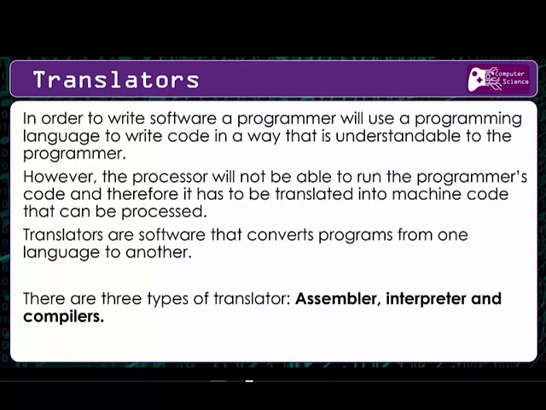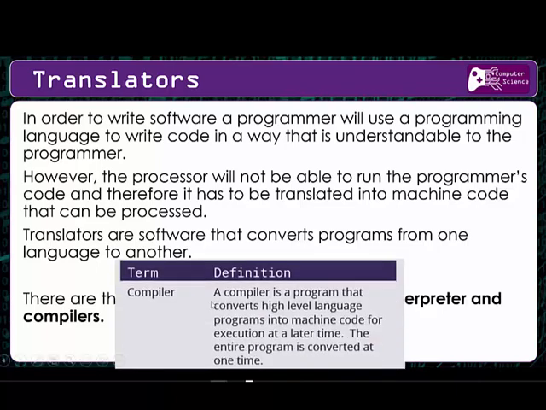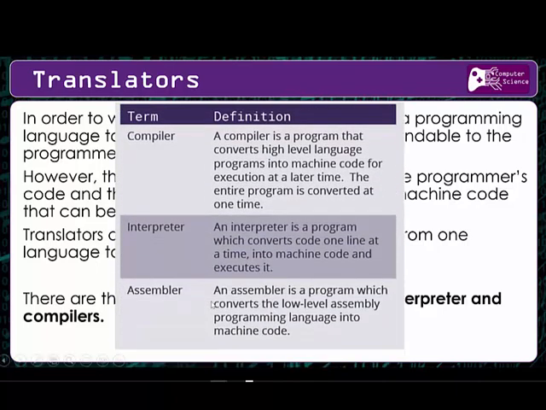Now, as long as you can understand the basics, translators intrinsically are a bit of software that converts the code that you're familiar with, your Python syntax or C-based syntax, whatever it happens to be, and converts it from one language to another. There are three types: assembler, interpreter, and compilers. So, if you can pause the video and just familiarize yourself with some of the key terms, what a compiler is, what an interpreter is, and what the definition for an actual assembler is. So, at this point, pause the video and just familiarize yourself with those three key terms.